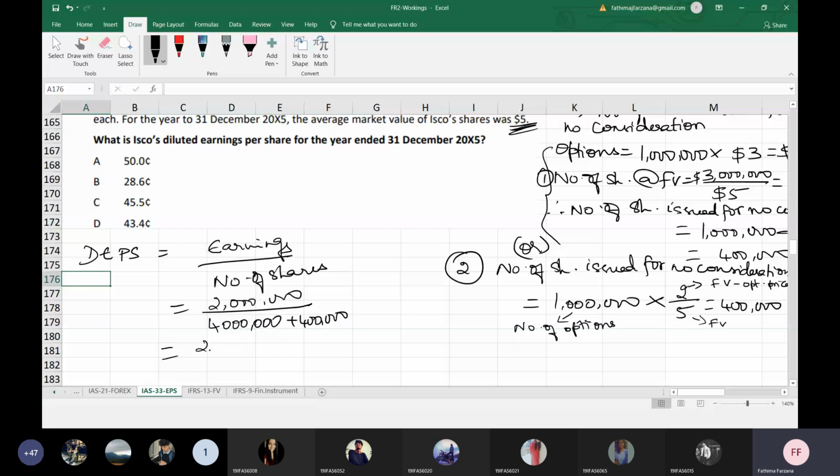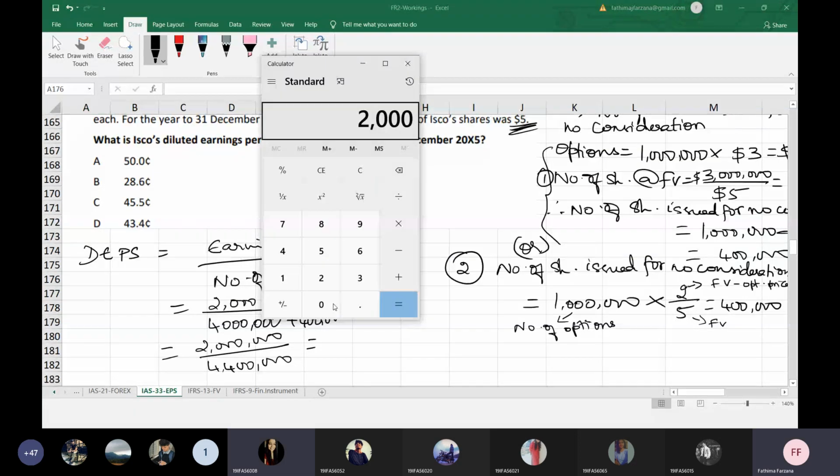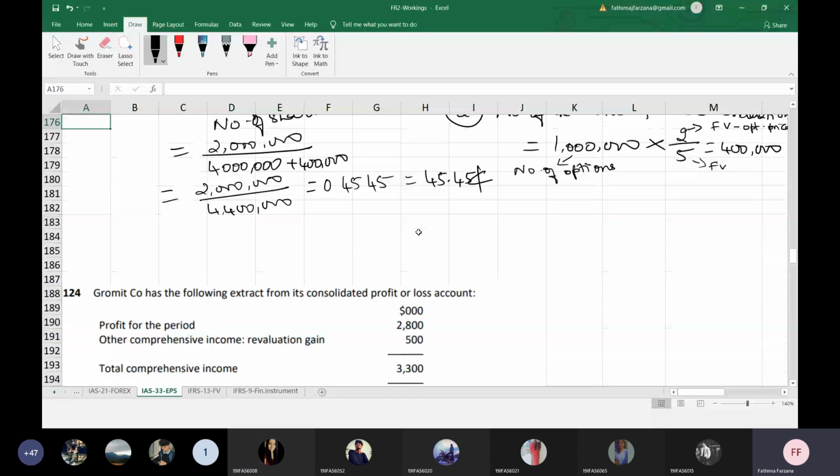This is equal to 2 million divided by 4,400,000. So how much are you getting? $0.4545, which is equal to 45.45 cents. Could you understand? Yes, ma'am. Okay, so let us go to the next one.